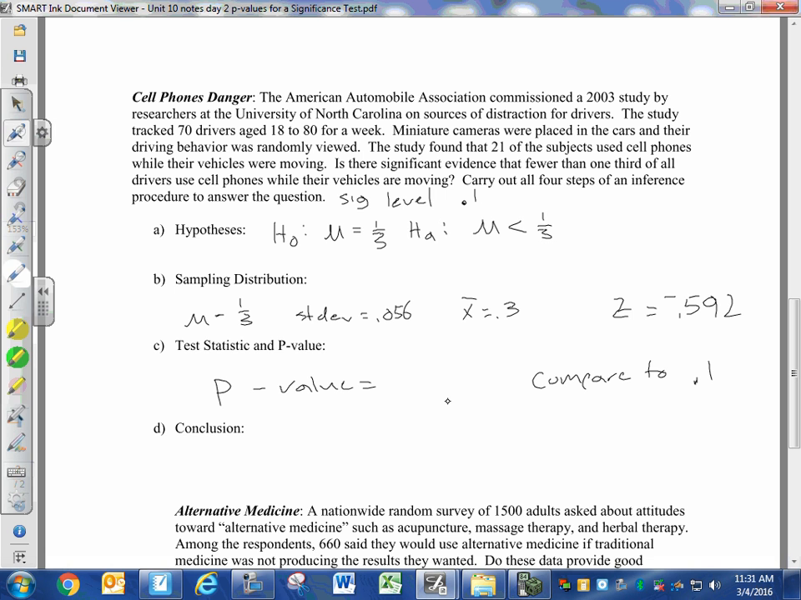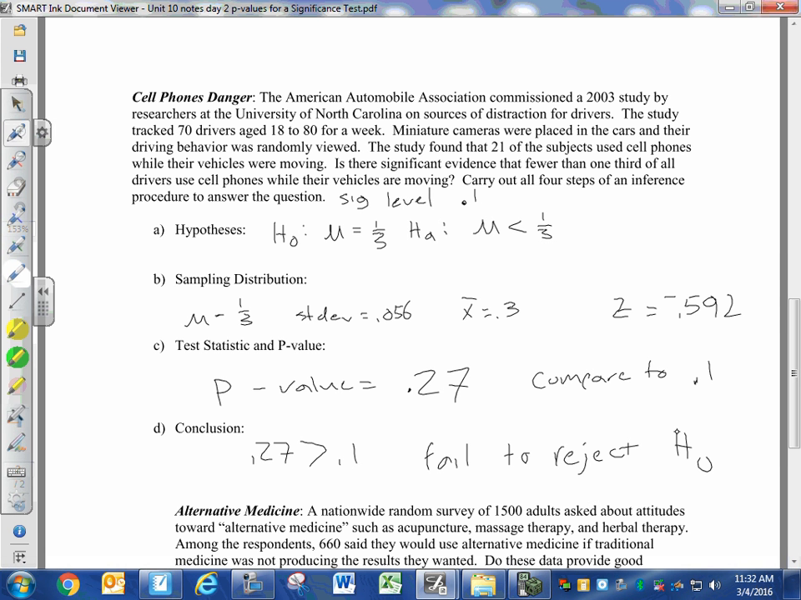Find the p-value if your z is negative 0.592. It actually will be the same thing if you do negative 10 too. Good. We should get 27.69%. Does everybody get that 27%? Because this is larger than this, we fail to reject that.